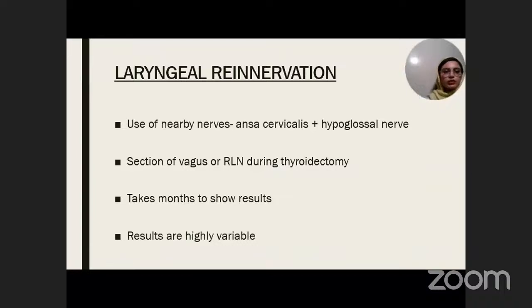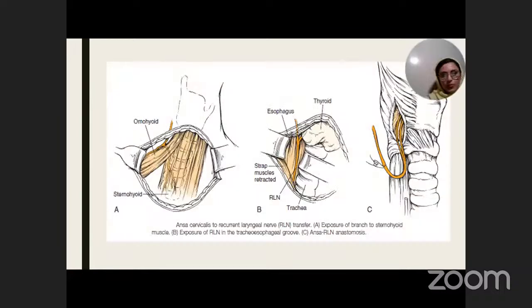Here is another treatment option, which is laryngeal re-innervation, which is done by using nerves like the ansa cervicalis and hypoglossal nerve, or by suture of the vagus or recurrent laryngeal nerve during thyroidectomy, but it takes months to show results. Here is a diagram showing anastomosis between the ansa cervicalis, which supplies the sternohyoid, and the recurrent laryngeal nerve.